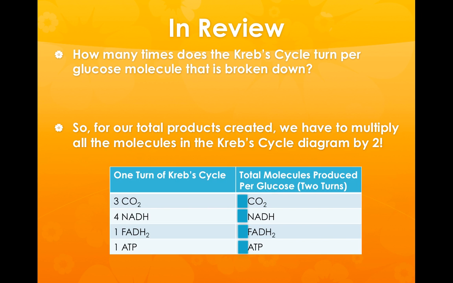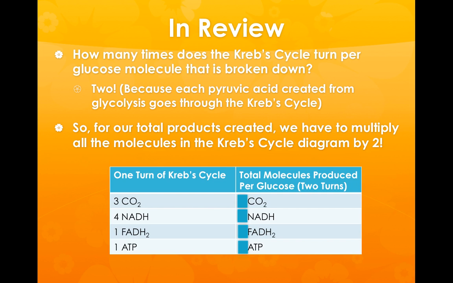Okay, now, the Krebs cycle is going to have to turn twice per glucose molecule because remember, in glycolysis, glucose is broken down into 2 pyruvic acid molecules. Each one of those pyruvic acid molecules has to enter the Krebs cycle separately. So because we have 2 pyruvic acid molecules coming from glycolysis, we must turn the Krebs cycle twice.